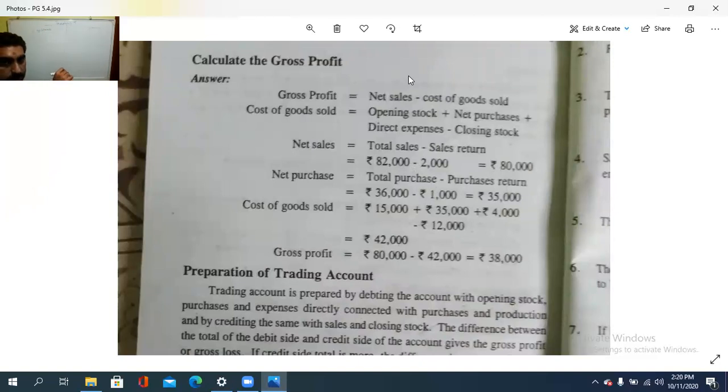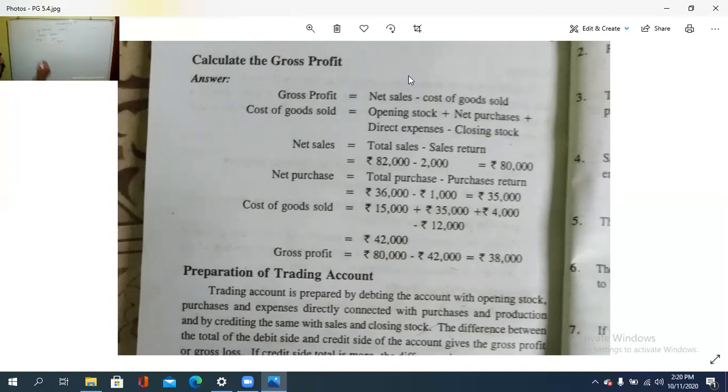How much is the amount? It is 15,000. To purchases in the inner column, because there are returns also, 36,000. Either you can debit the purchases and credit the purchase returns, like the same with sales to be credited and sales returns to be debited. Better to adjust it, less returns, that is 1,000, so 35,000.